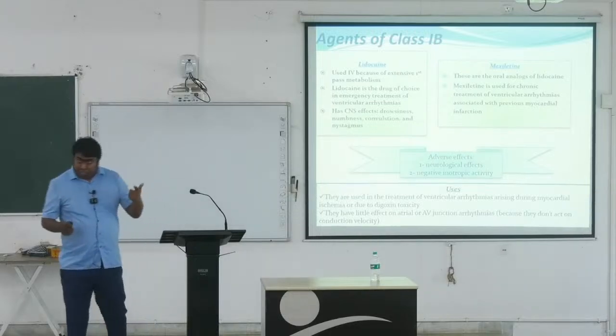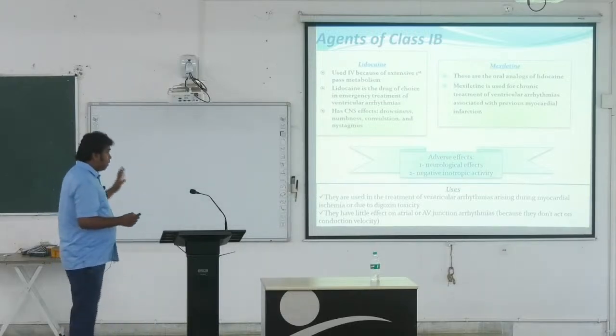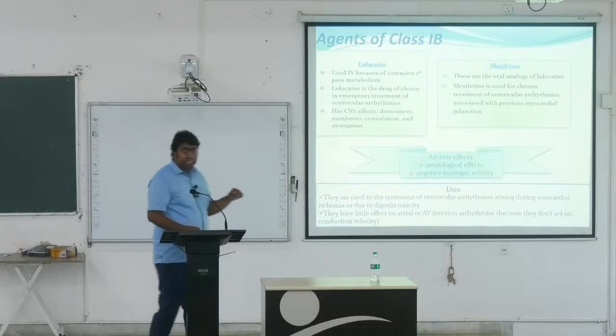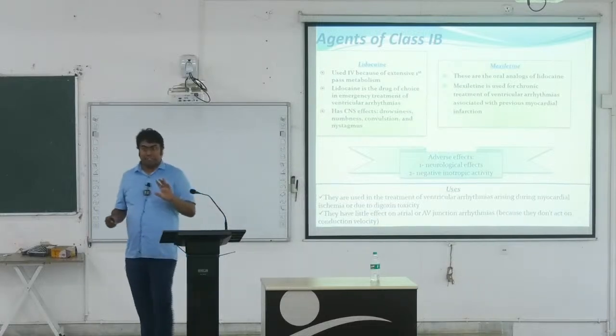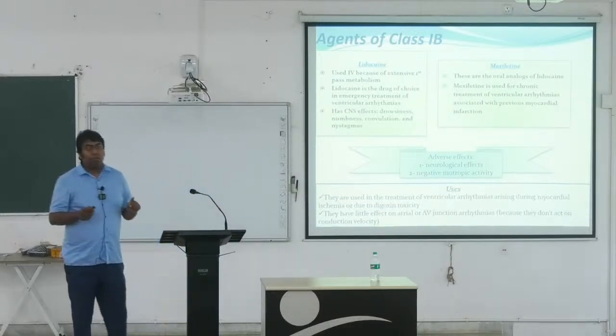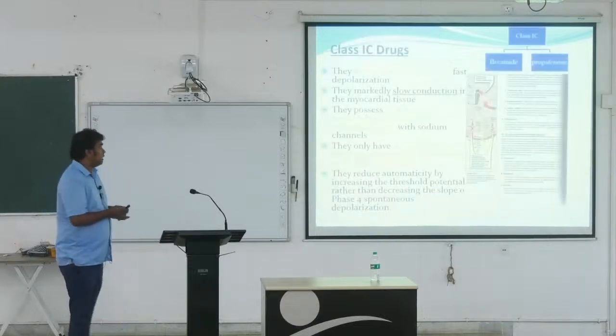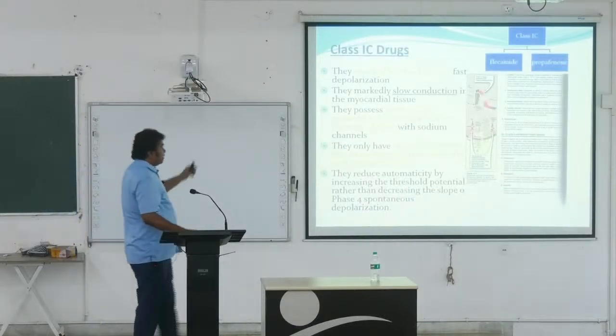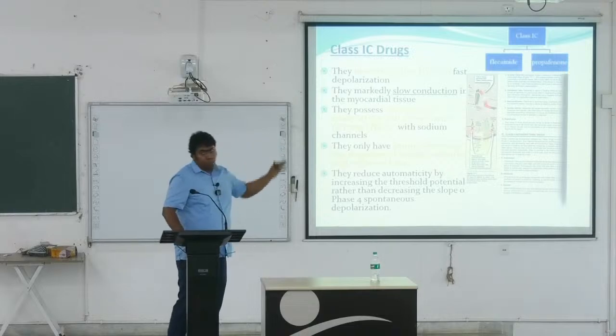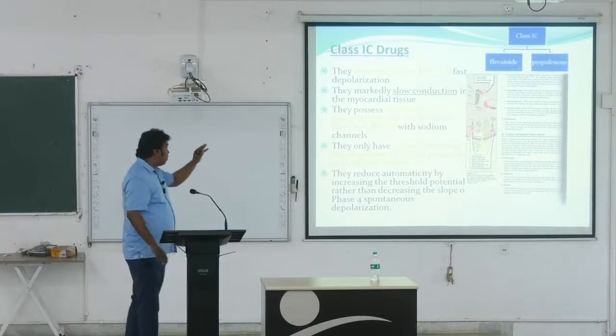Oral congener of lignocaine, mexiletine. কোথায় কাজ করে? Phase 3. কোথায় কাজ করে না? Conduction velocity তে। Class is 1B. 1C, flecainide, propafenone.